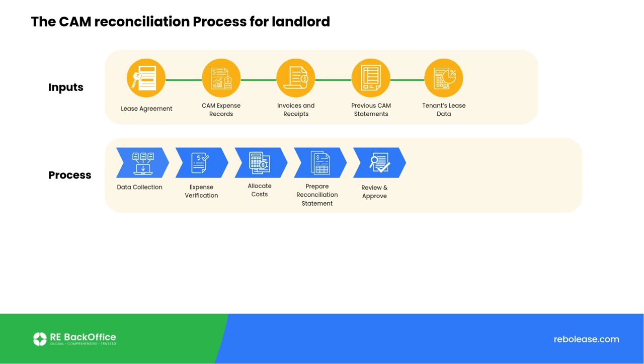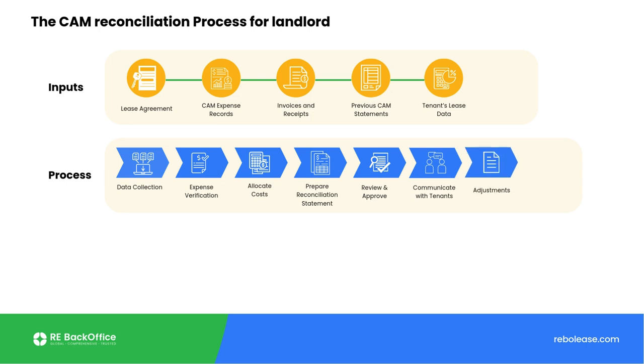Fifth, review and approve. Internal review. Conduct an internal review to ensure accuracy and completeness. Approval. Get necessary approvals from relevant stakeholders or management. Sixth, communicate with tenants. Send statements. Distribute the reconciliation statements to tenants. Address queries. Respond to tenant inquiries or disputes regarding the reconciliation.